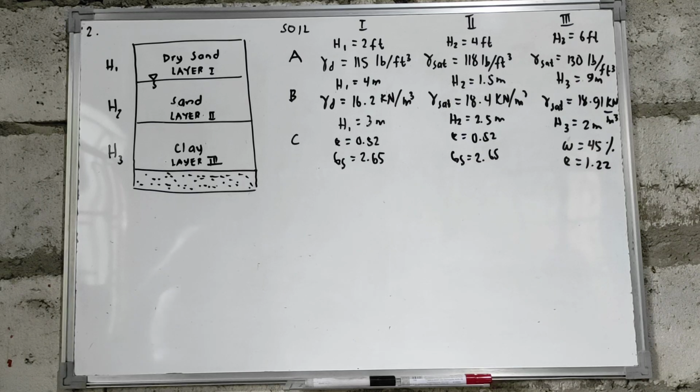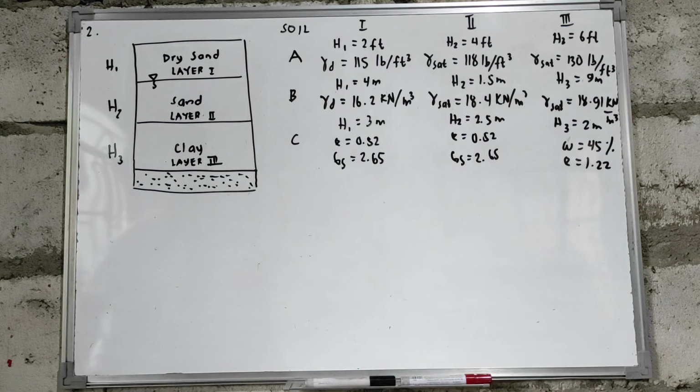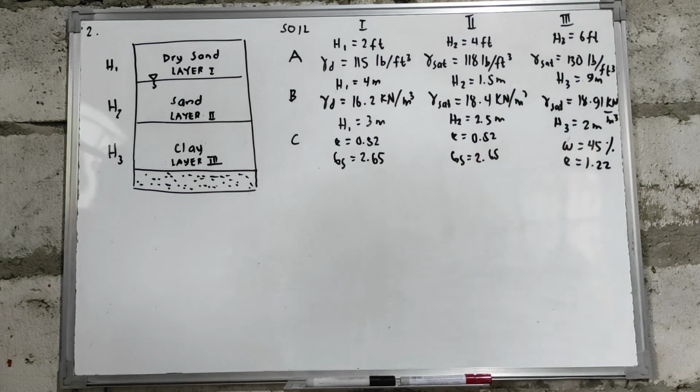So let us now discuss problem number 2. So we have a certain soil profile here which is made up of sand at saka yung clay natin. So for the sand, meron tayong dry sand at saka yung saturated sand. Yung clay naman natin, that is already saturated. So paano ba natin malalaman kung dry or saturated yung lupa natin?